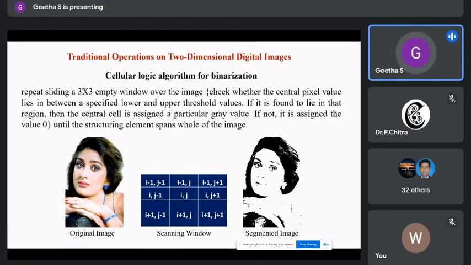So this is the original image. This is the segmented image. This is binarization. We ought to apply the algorithm for binarization. Binarization means you ought to apply it for the 2 values only.